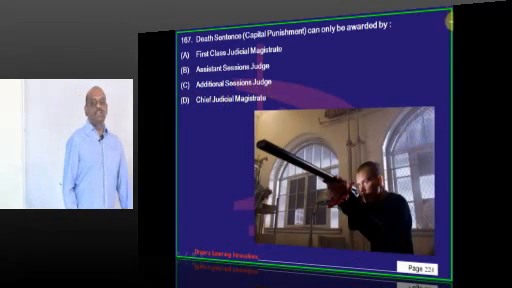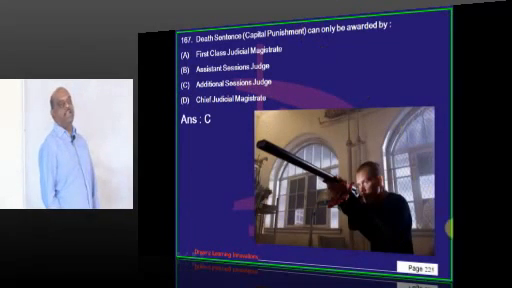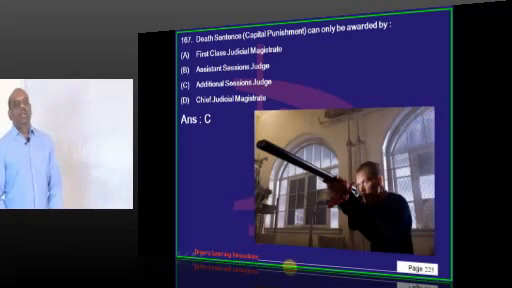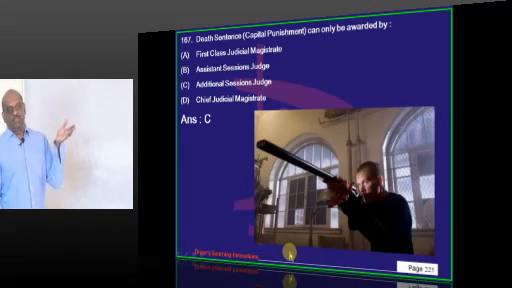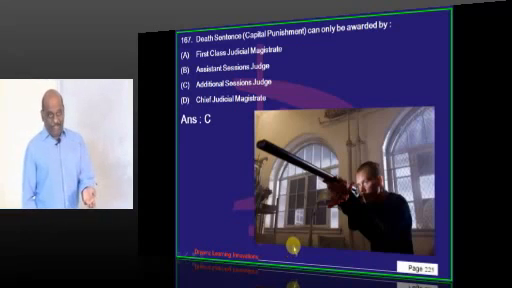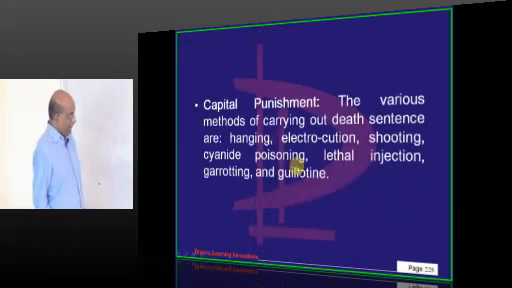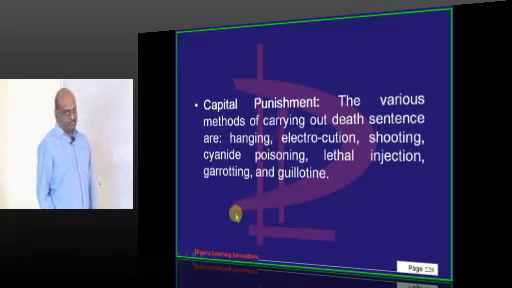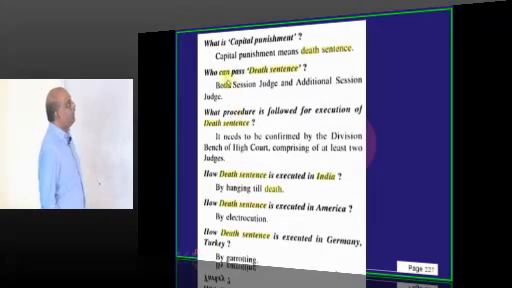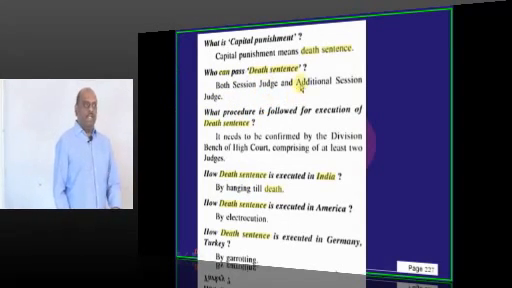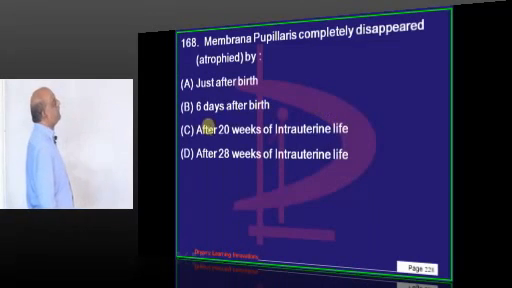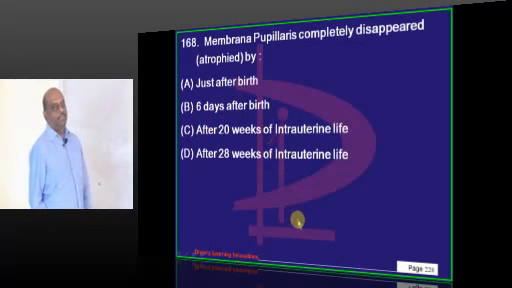Death sentence can be awarded by only an additional sessions judge. So, what are the magisterial powers of each type of judge? How much punishment can they give? How much monetary punishment, jail sentence? All that I should be sure of. Capital punishment is hanging. Not all can hang. So both sessions judge and additional sessions judge can pass the death sentence.